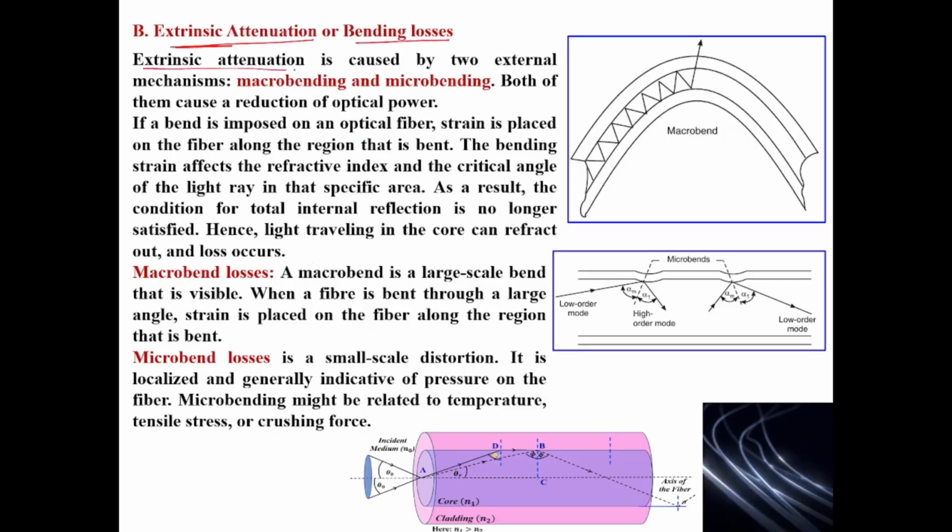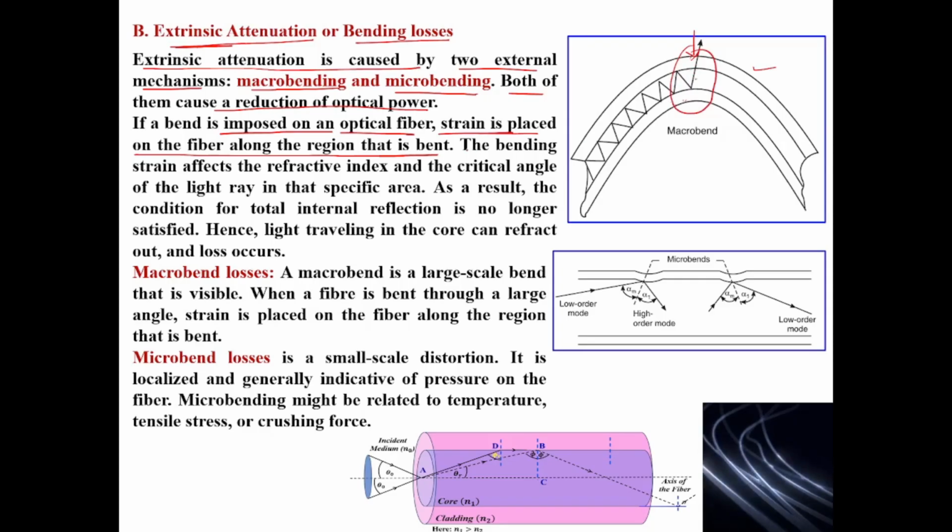Here extrinsic attenuation is caused by two external mechanisms. First is macro bending and micro bending. Both of them cause a reduction of optical power, the so-called attenuation in the fiber. If a bend is imposed on an optical fiber, strain is placed on the fiber along the region that it is bent. So if I consider this is the optical fiber, here at this point it is bent. So here at this point of the fiber, strain is increased on the fiber.